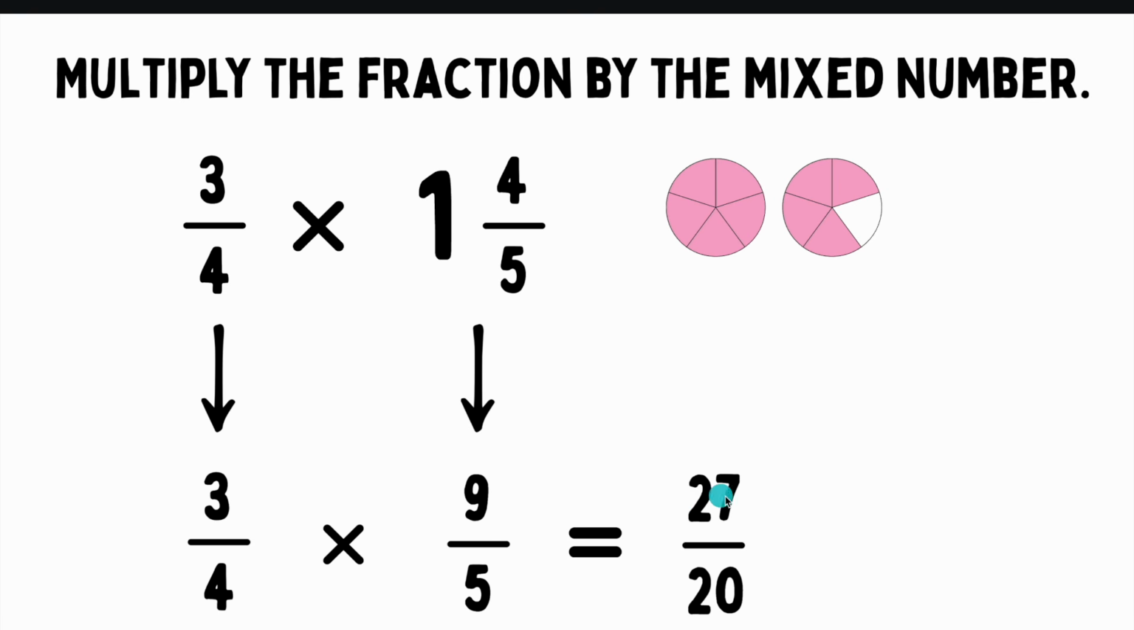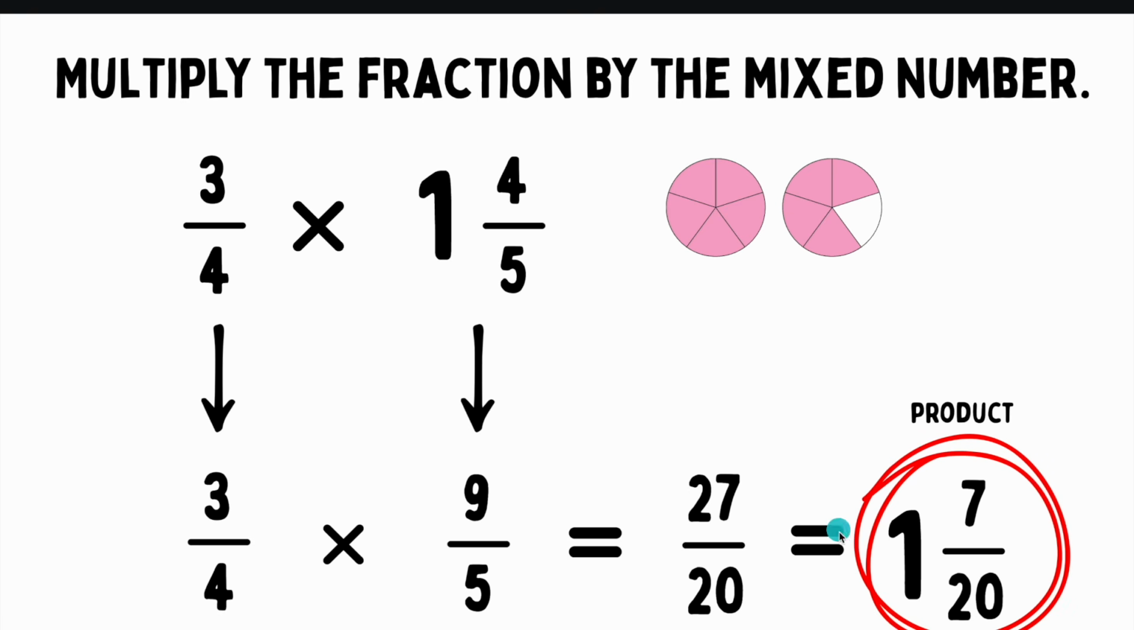The product is 27/20. But let's turn this fraction greater than 1 into a mixed number. Let's think about it. We have 27/20. We can pull 20/20 out and make 1 whole, and then we're left with 7/20. The product is 1 and 7/20.